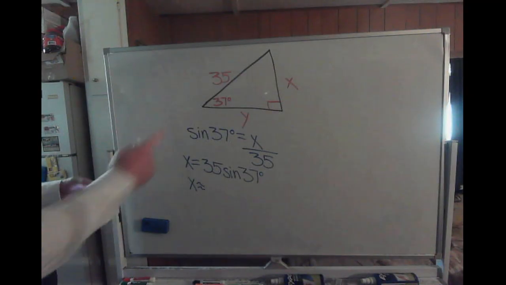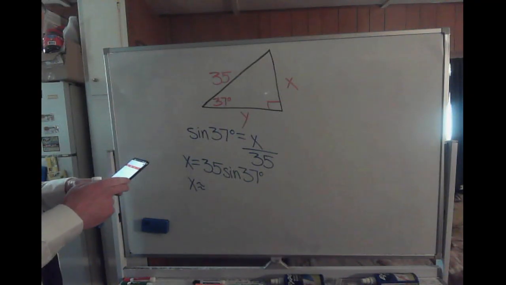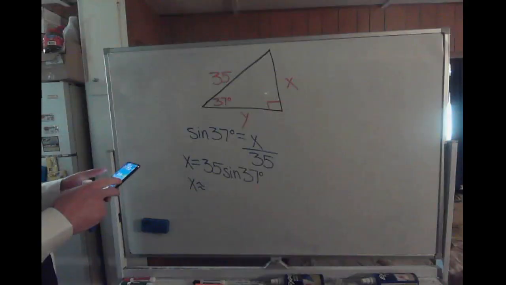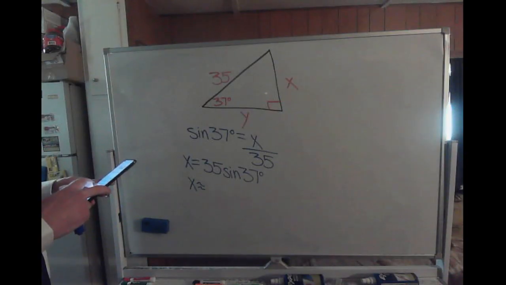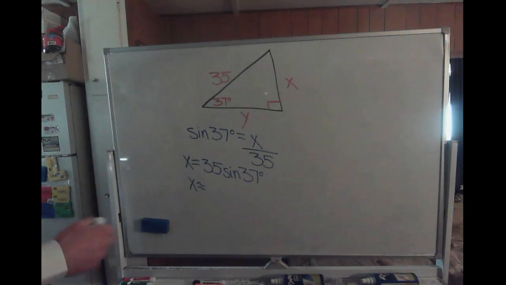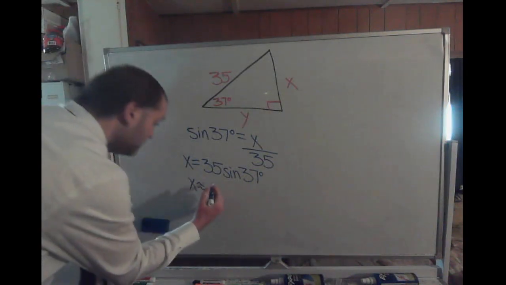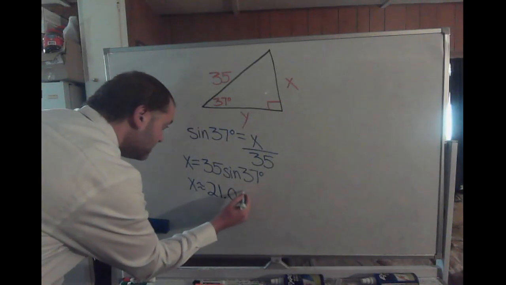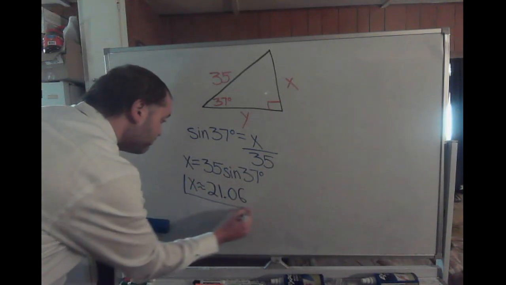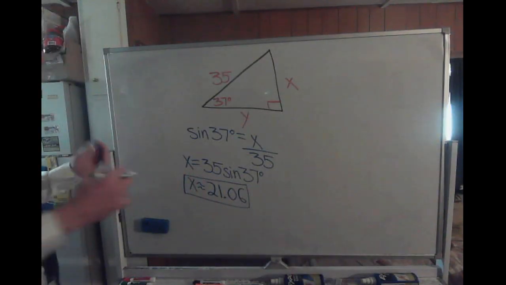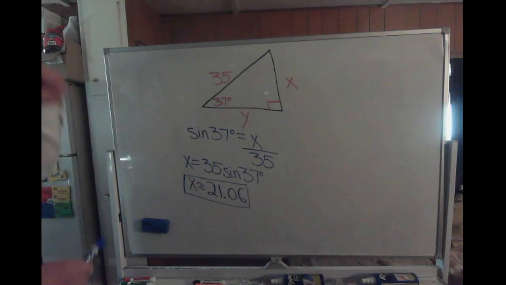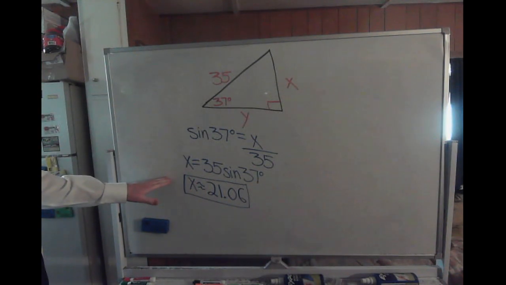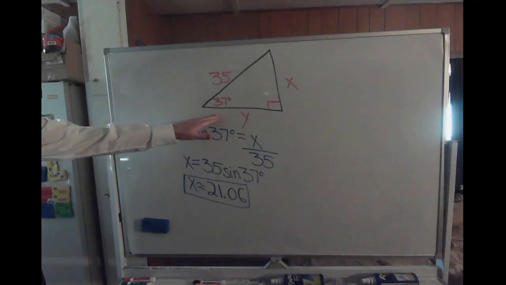So let's go ahead now and find this value. So 35 times the sine of 37 to 2 decimal places is approximately 21.06. So the value of x is approximately 21.06.